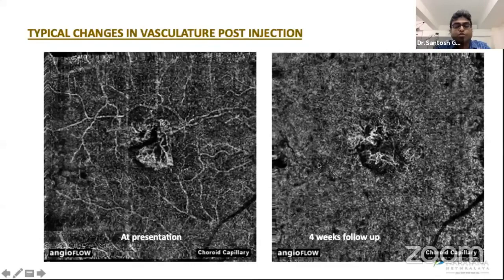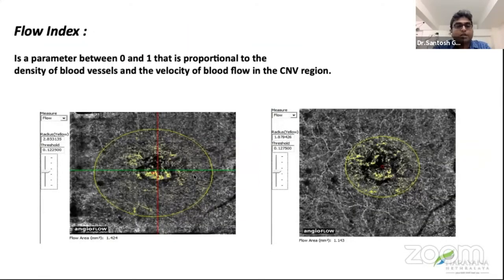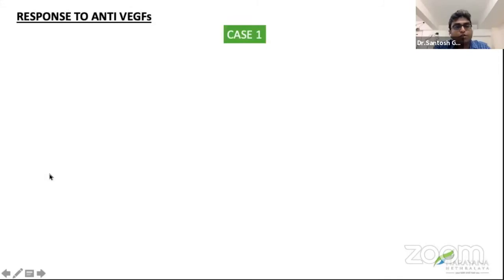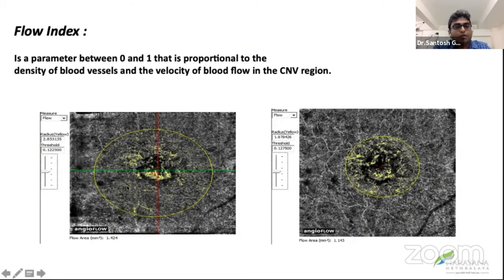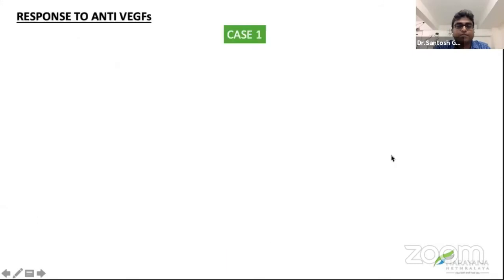But the thing is, once we see post-follow-up, we need to again resegment and adjust and see the entirety of the lesion. Then again, a word on how we can map the lesion. So we need to adjust the threshold, because if you do not adjust the threshold, even the non-vascular area is also coming in, and the flow area is wrongly defined. So we need to adjust the threshold, map the lesion, and then we can follow it up serially.